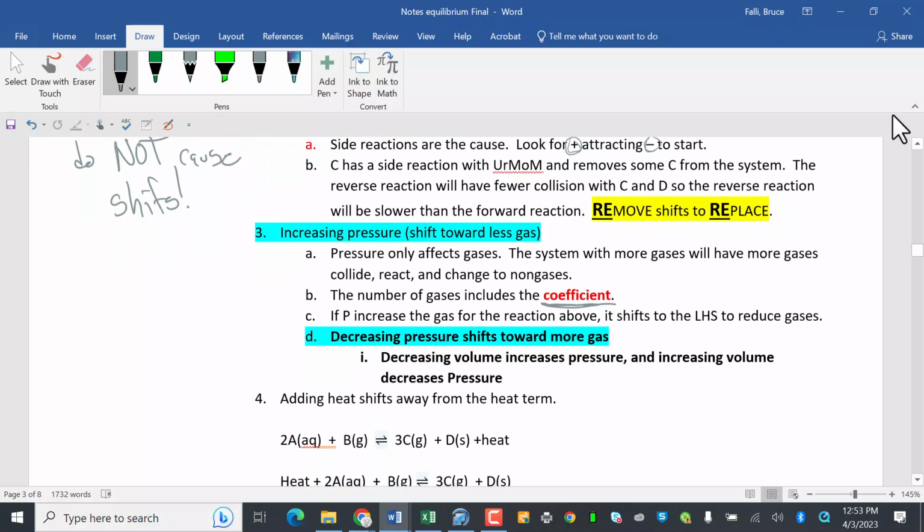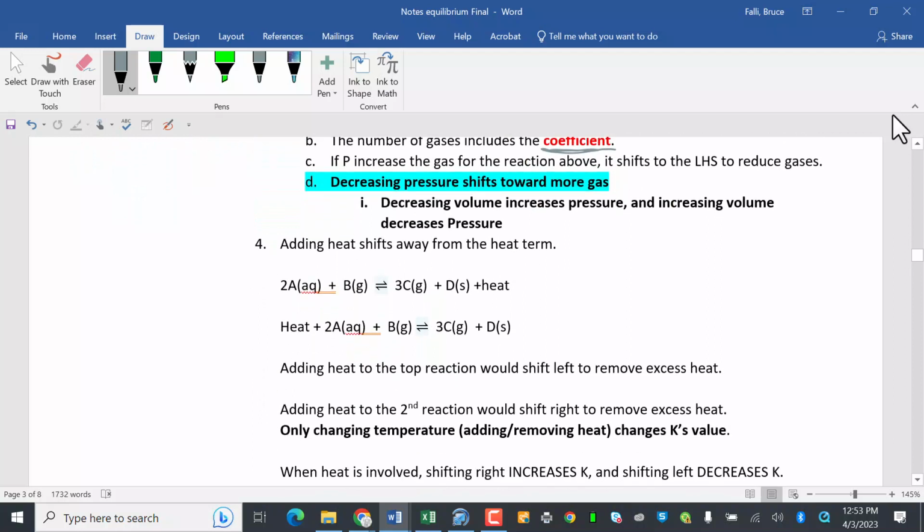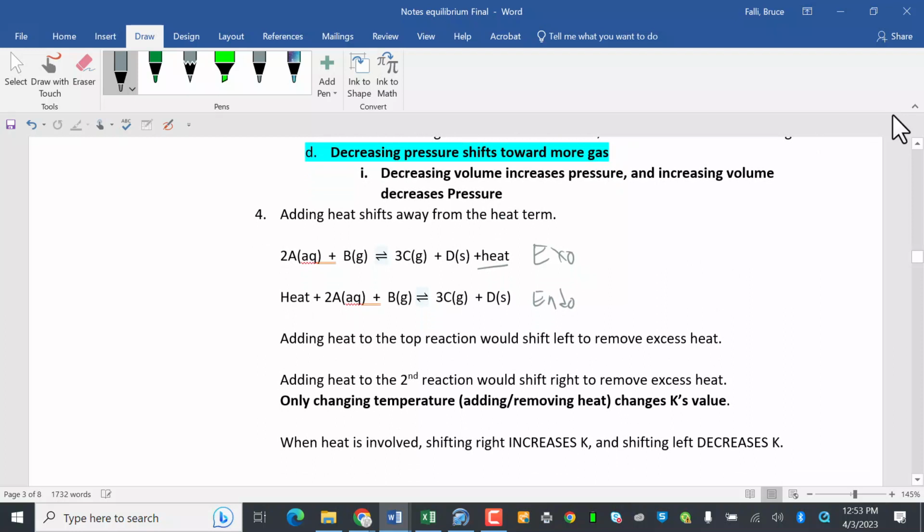Decreasing volume increases pressure, and increasing volume decreases pressure. Adding heat shifts away from the heat term. Exothermic, hey, I remember that. Endothermic, hey, I remember that. Adding heat to the top reaction would have it shift left to remove the excess heat. Adding heat to the second reaction would have it shift right to remove excess heat.